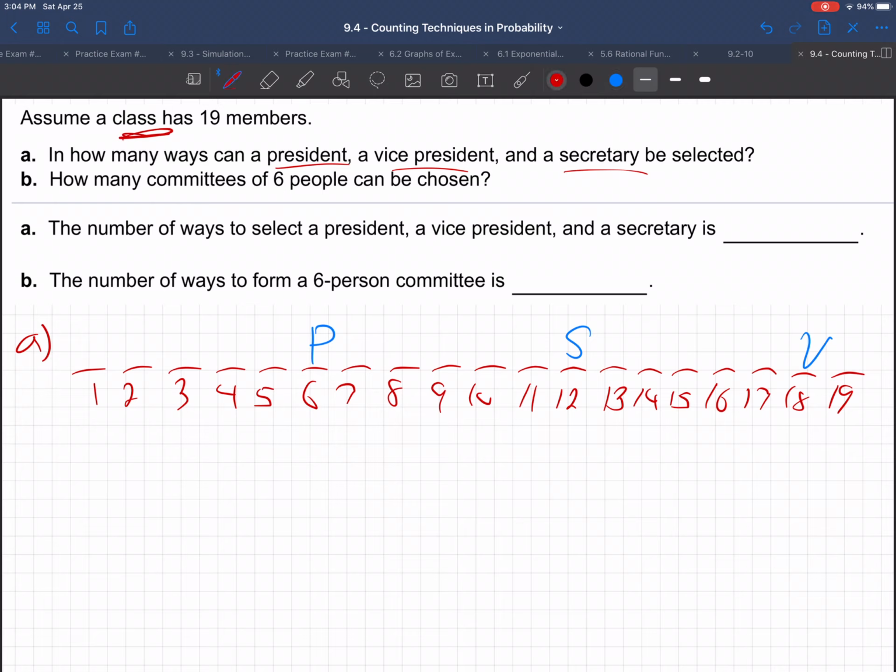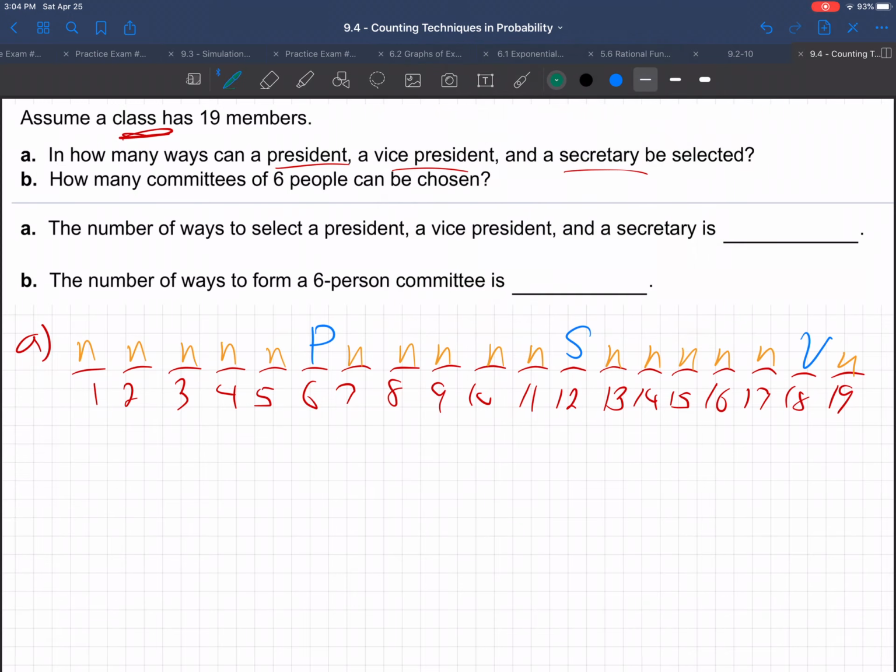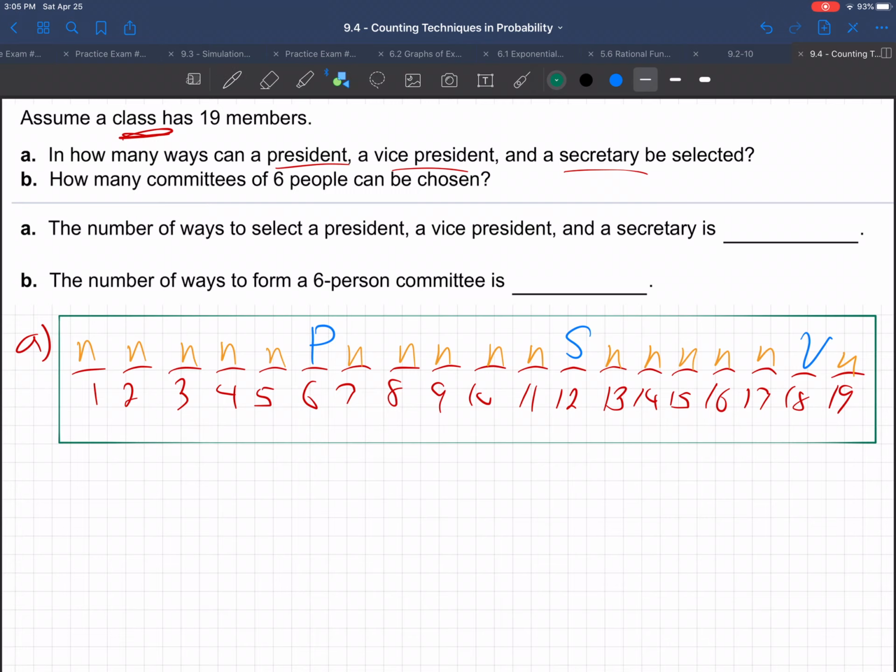And all the rest are nothing. Nothing, nothing, nothing... That's one way. All of this is one way. Put a box around this. This is one way. There's one way I could pick out of the 19 members a president, secretary, and vice president.